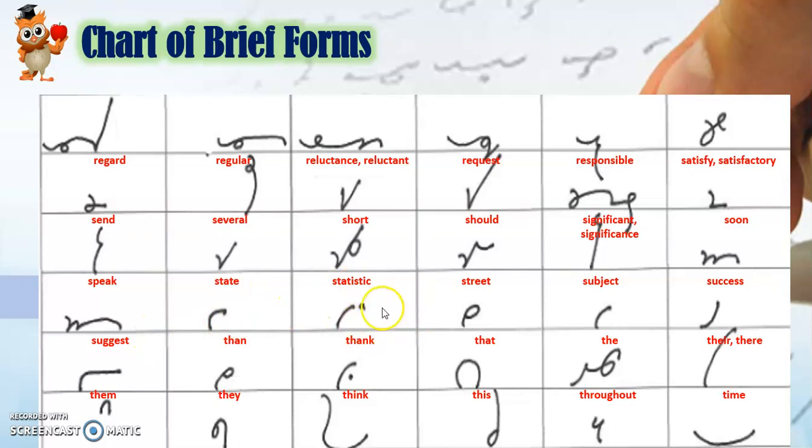than, think. Look at the dot. It's at the end of the stroke. Dot, the, there and their, them, they, think. The dot is underneath the stroke. These, throughout, time, under, usual, value, very, was. We have will and well.